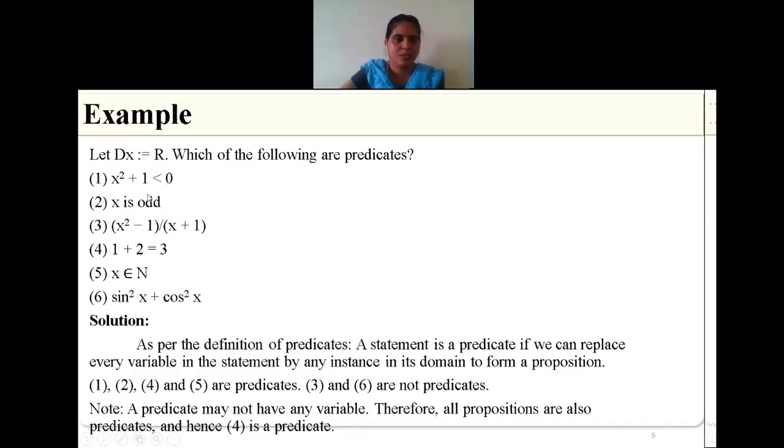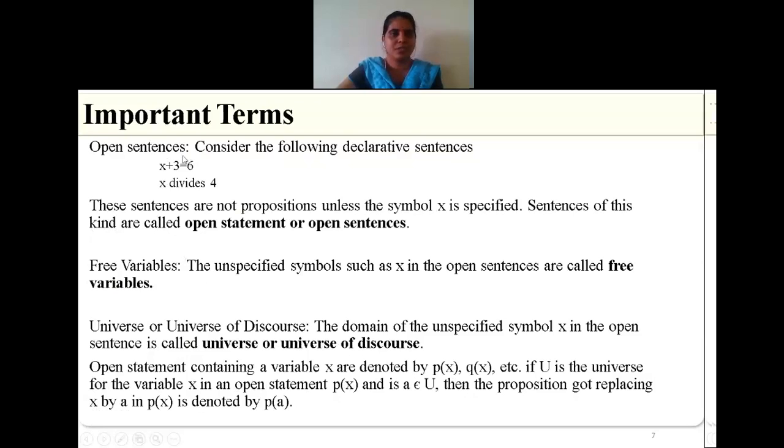Here is an example, where we need to identify which are predicates and which are not. Here the domain of x is R. If you replace x here with any value of R, then this predicate becomes a proposition which results in either true or false. According to the definition of predicate, 1, 2, 4 and 5 are predicates, and 3 and 6 are not predicates.